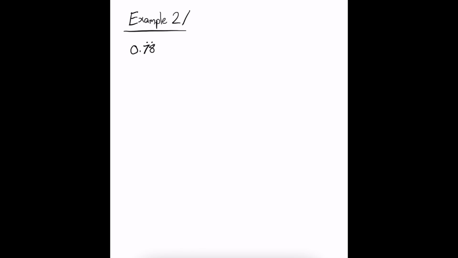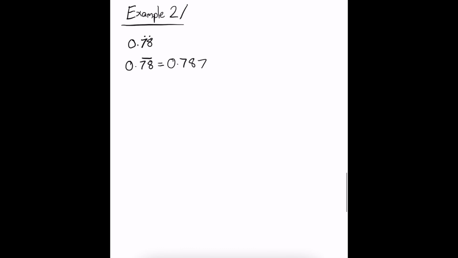So the 78 recurring is indicated by these two dots above the 7 and the 8. This might also be represented as 0.78 with a line on top, which starts on top of the 7 and ends on top of the 8. When we translate that into a decimal, it just means that the 78 component keeps on repeating itself. So we have 78, 78, 78, 78, and so on.